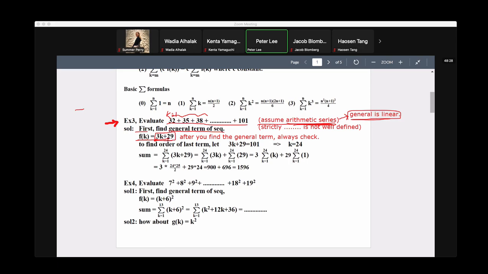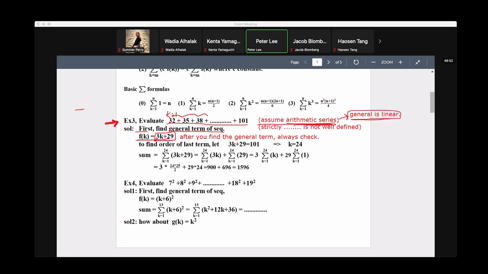Plug in k equals 2, you get 35 right there. And when k equals 3, 3 times 3 is 9, and 9 plus 29 is 38. There we go. So it checks out. After you find the general term, always check. Students find the general term, and then the general term doesn't work, and it's wrong. It's a very common problem.